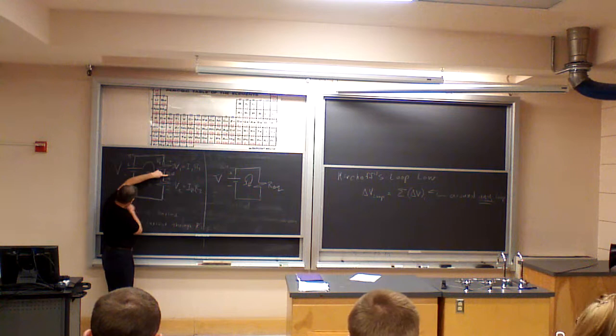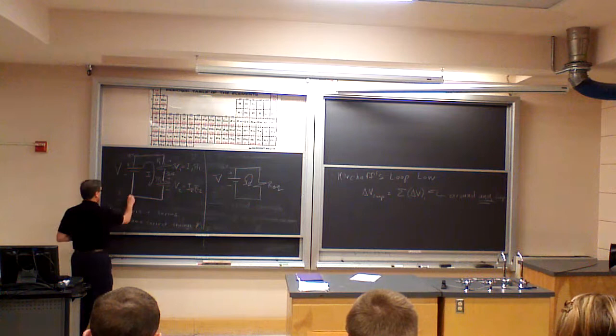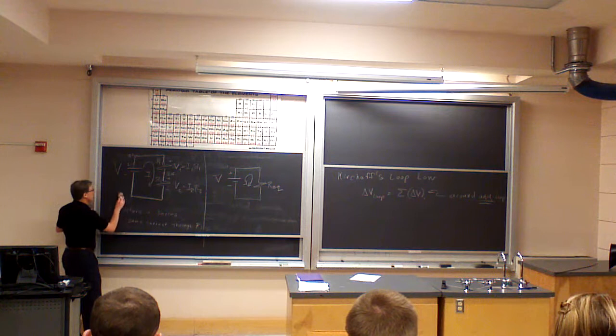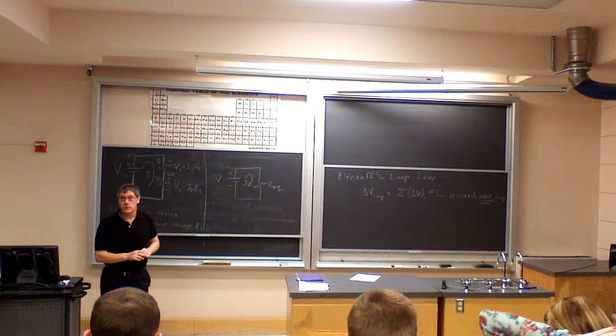Remember, voltages are relative. We have to choose a reference point. If we ground it, then we'll say that point is 0. But until we ground it, we can only talk about the voltage changes. The voltage change across this battery, the voltage change across this resistor, the voltage change across that resistor. Does that clarify? Yeah, thank you.